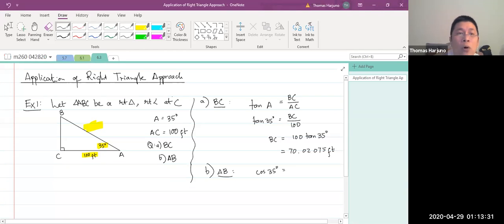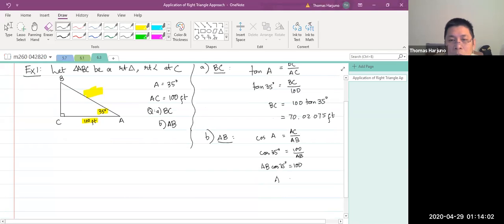Okay, so cosine A is equal to AC over AB. Cosine 35 degrees is 100 over AB. So AB cosine 35 degrees is 100. Now then AB equals 100 over cosine 35 degrees. Now use your calculator.